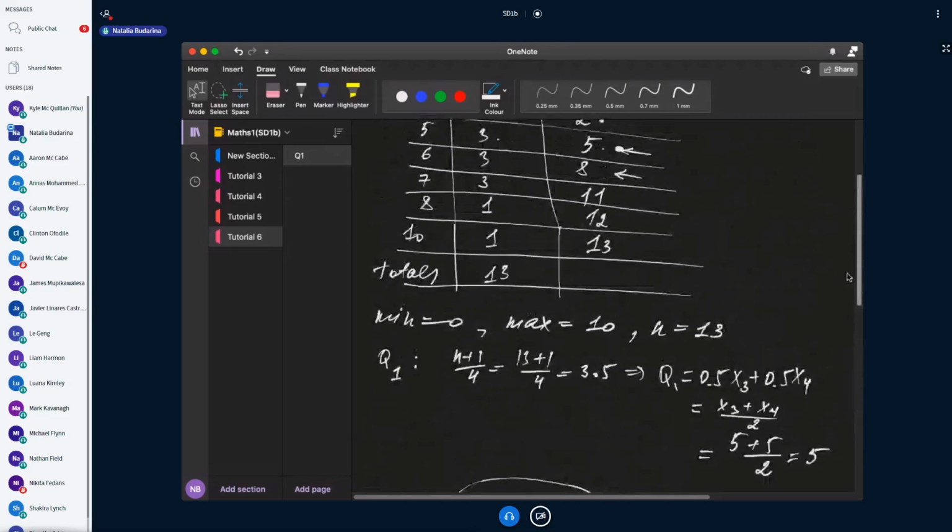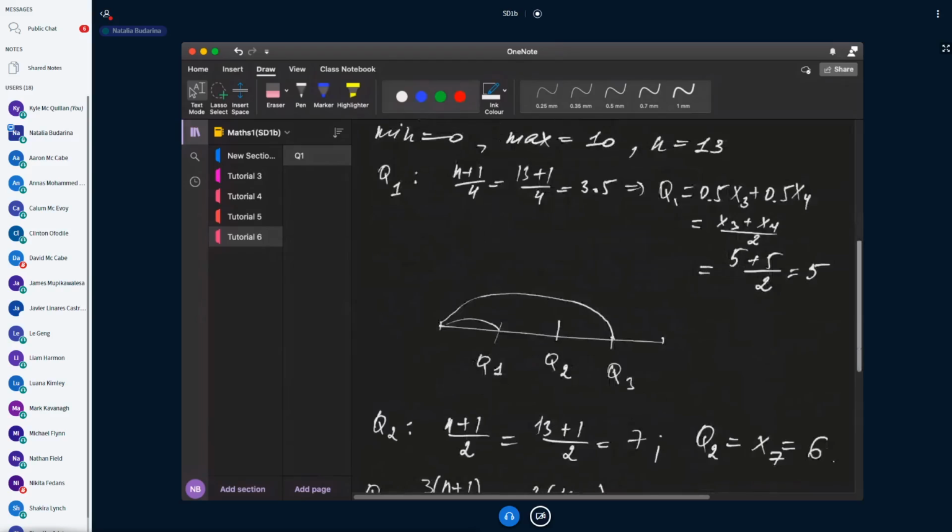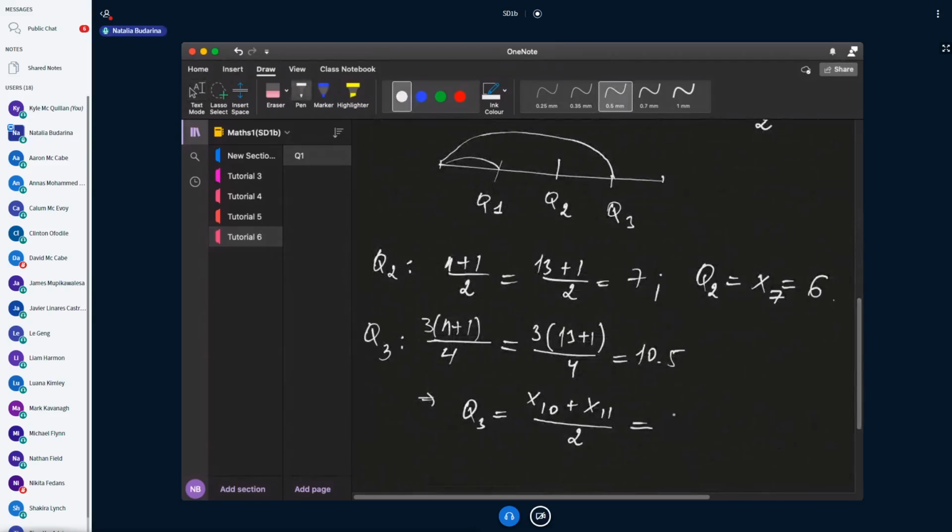Going to our table, the cumulative frequency. Again, in our case, 9, 10, and 11 are in this row. So x10 and x11 are both equal to 7. So it will be 7 plus 7 over 2, which is equal to 7.